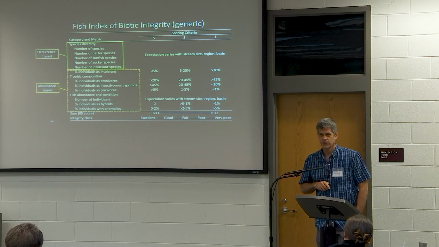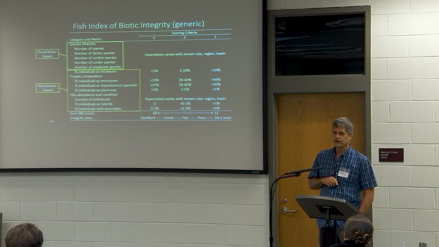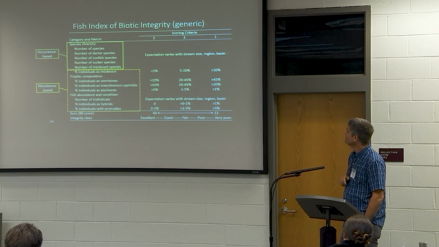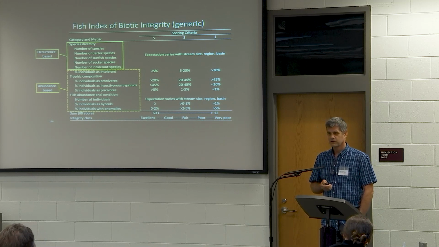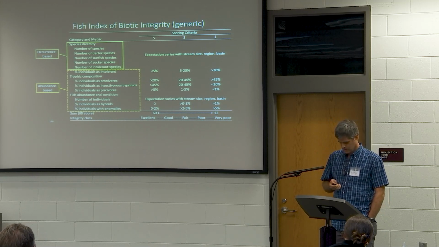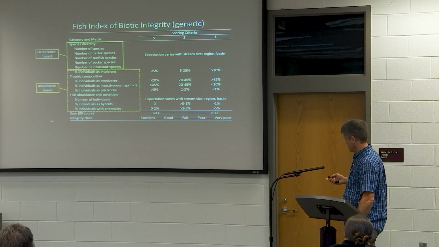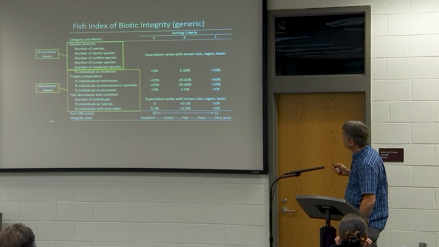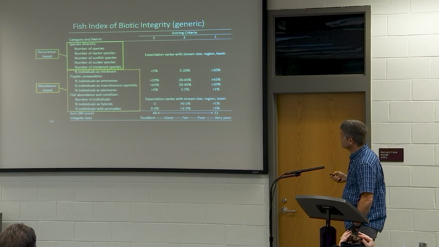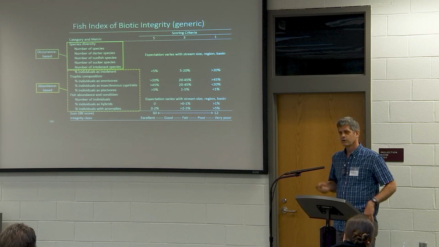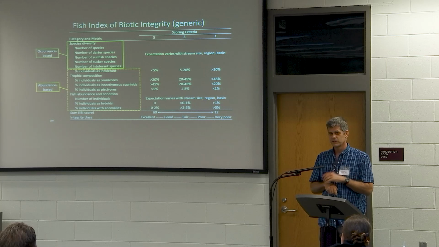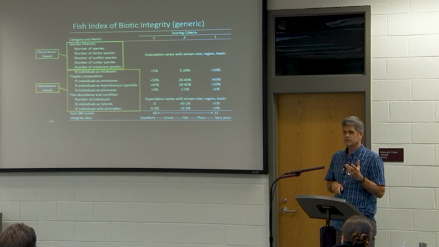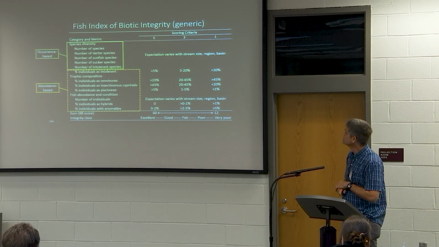So this is just a look at a generic fish index of biotic integrity, or IBI. And I just wanted to point out that it's made up of individual metrics that each get a score. So like over here, score 1, score 3, score 5 for each of these metrics. Some of the metrics have to do with the occurrence of species, so like how many of a certain type of species occurs. Maybe some of those are sensitive species, others might be tolerant species.